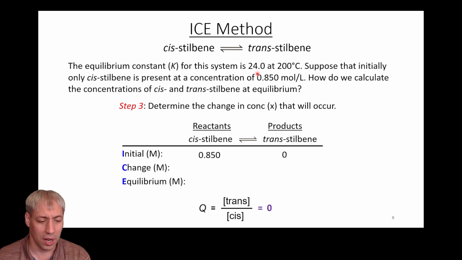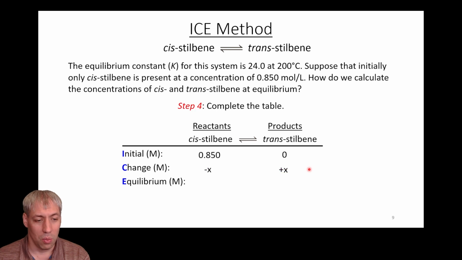We already know our equilibrium constant is 24. We can also calculate Q: the trans is 0 and the cis is 0.85, which means Q is 0. Q is less than K. Intuitively, you should already know this number 24 favors products, and there are 0 products, so this has to shift to the right. There's no other way this reaction can go. That means this number has to decrease by some amount, and since there's a 1-to-1 ratio, this has to increase by some amount.